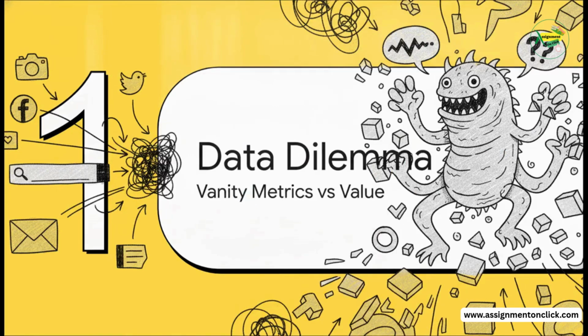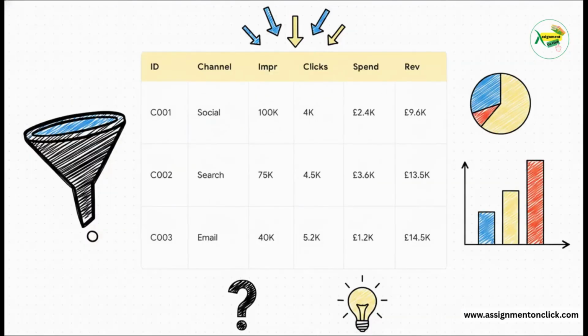Starting right off with Section 1, the marketing data dilemma, vanity metrics versus true value. So, this is exactly the kind of mess we usually start with, right? Just rows and rows of raw numbers from completely different channels. You've got campaign IDs, different platforms like social or search, massive impression counts, clicks, spend, revenue. Just eyeballing this kind of table, it's incredibly hard to know which campaign is actually the most efficient. And honestly, that's the exact dilemma we're solving today.